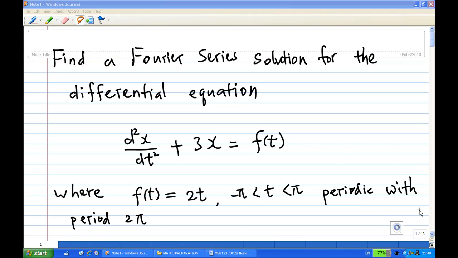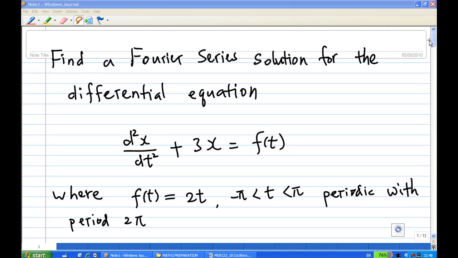Hi, for this recording, I'm going to show you how to use Fourier series to find a solution of a differential equation. In this case, the equation is d²x/dt² + 3x = f(t), where f(t) is equal to 2t from t = -π to π with period 2π.